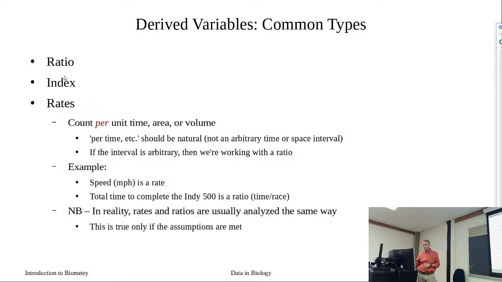And then rates would be our last one. The difference between index and ratio is that rates always have some value per some unit time or per unit area or per unit volume. So speed, that's a rate because it's measuring your distance traveled per some time: miles per hour, miles per minute, however you do it. Total time to complete a race, or total time to complete a task, is also a rate because it's per task or per race and so forth.